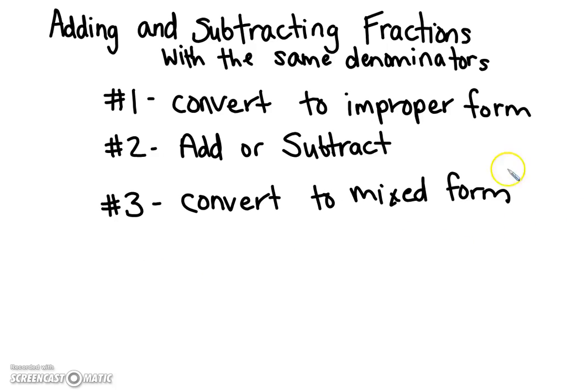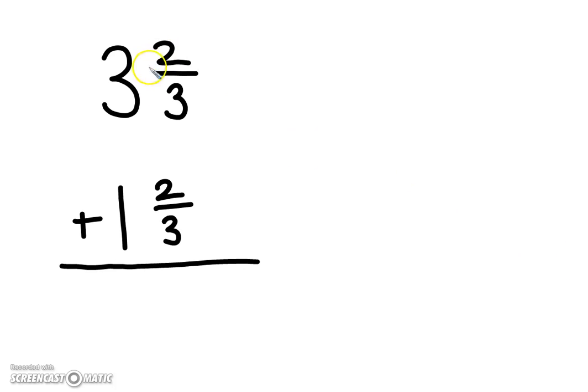Okay, so looking back at our steps, step 1 is to convert to improper form. To convert to improper form, again, if you need a little review of that, I have a video here, but you're going to do 3 times 3 plus 2. So 3 times 3 is 9, plus 2 is 11. And then our denominators always stay the same. Okay, we're done with it. 3 2/3 is the same as 11/3.